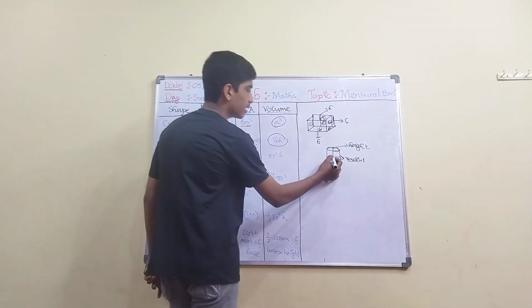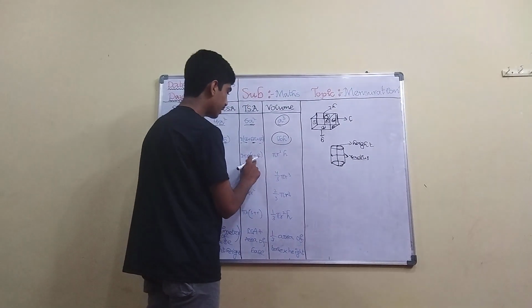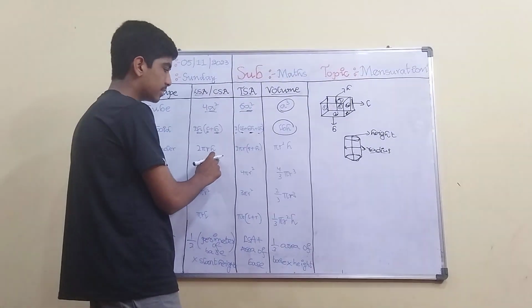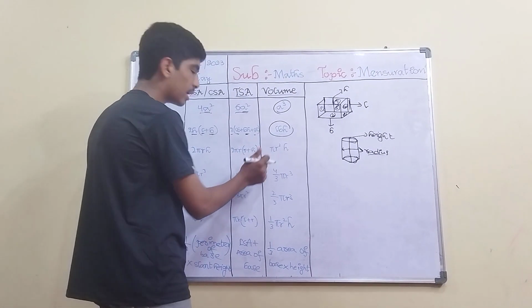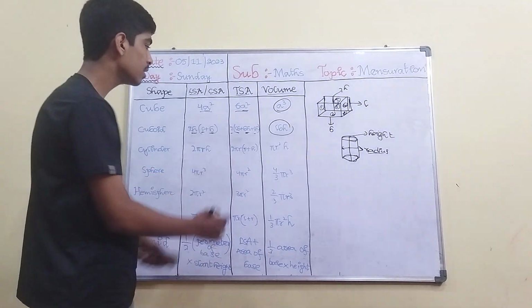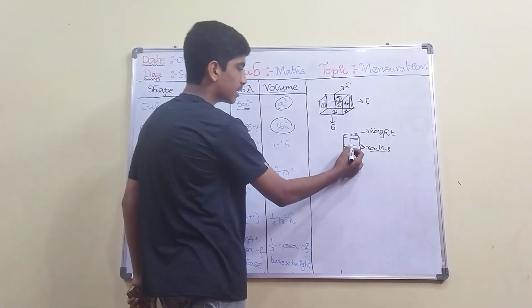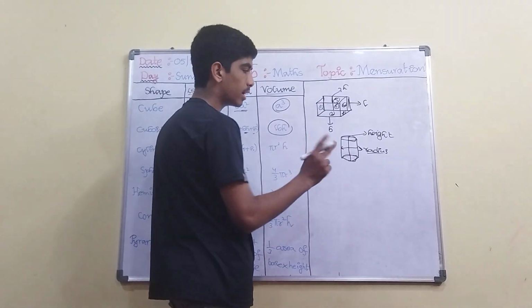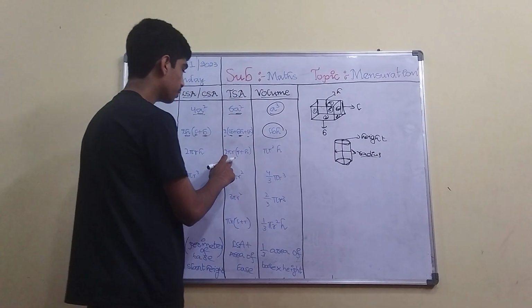Again there is another radius here, so we have to take another radius. Here it is 2 pi RH. Here we have to take 2 pi R into R plus H. We will take this formula. R into R will be R square because the diameter is 2R. We have to take 2 pi R into R plus H.